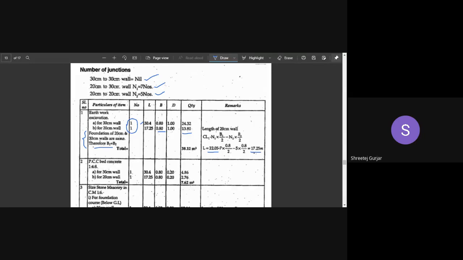Next, coming to your PCC bed concrete. The width will be same for a PCC bed concrete, right? 0.8, 0.8, you can see same, but the thickness here, the thickness in your earthwork in excavation was 1 meter, right? That is your depth of excavation. But your PCC bed concrete here is 0.2 meter in thickness. So that we are done.